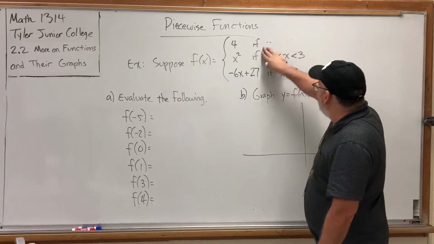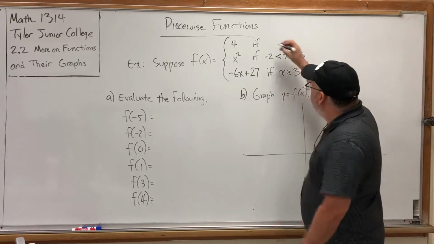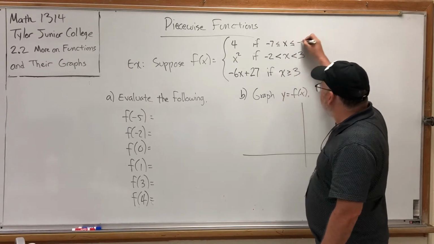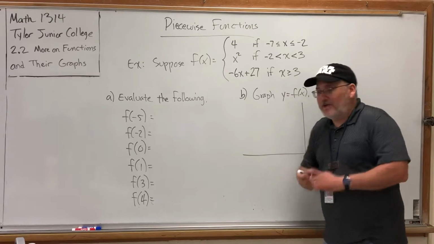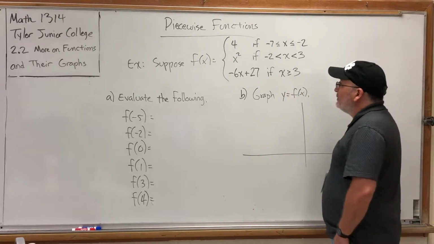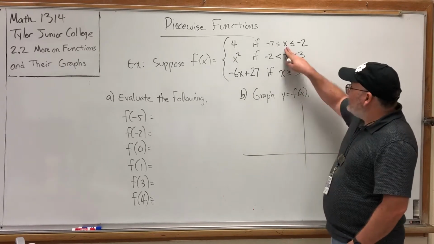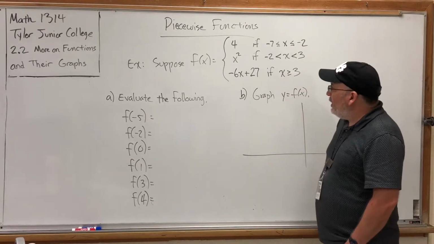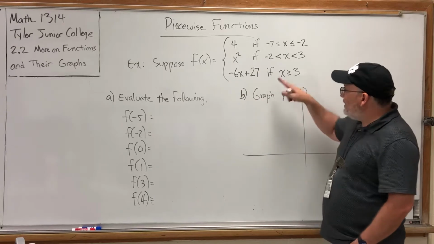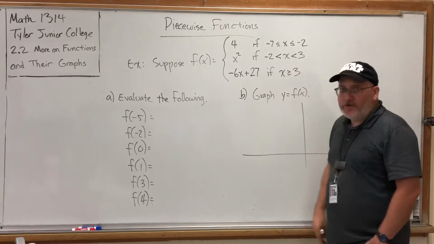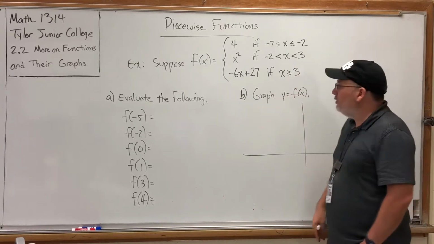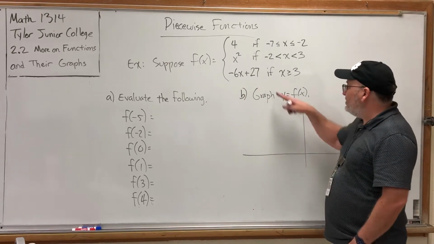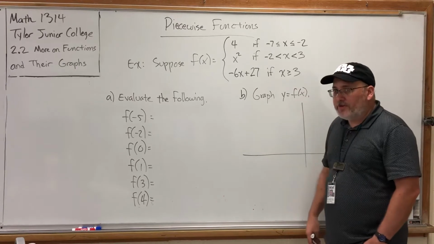Actually, I'm going to change this first condition. If -7 is less than or equal to x, which is less than or equal to -2. I have my reasons. You'll see why in a moment. So f of x equals 4 if x is between -7 and -2, including both. But f of x equals x squared if x is between -2 and 3, not including either. And f of x equals -6x plus 27 if x is greater than or equal to 3.